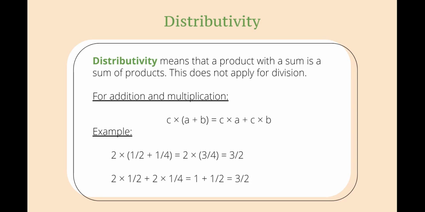We have that, following BODMAS, 1/2 plus 1/4 is equal to 3/4, and 2 times 3/4 is equal to 3/2. Then, on the other side, we have that 2 times 1/2 is equal to 1, and 2 times 1/4 is equal to 1/2. So 1 plus 1/2 is equal to 3/2. Both sides are equal.